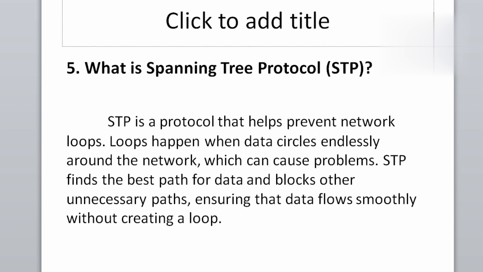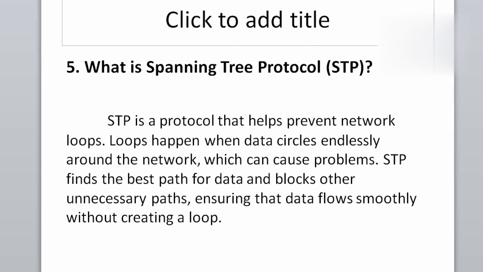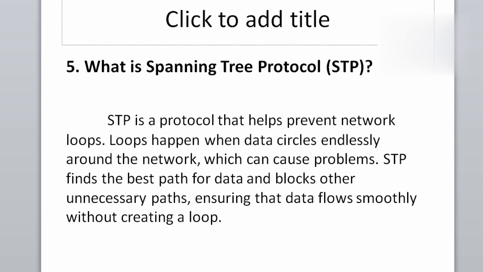Means every path has one value. So they choose the minimum value, which is the best path to send the data to the destination, and the other path is on standby. When that path goes down, in that case, the other path automatically comes up.